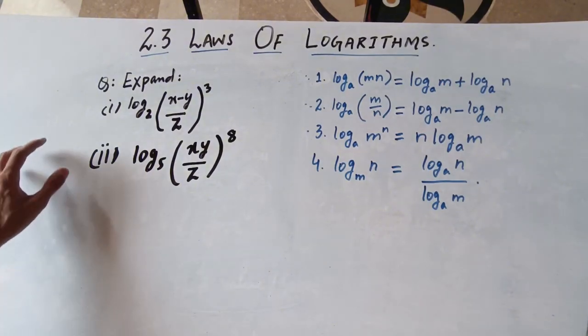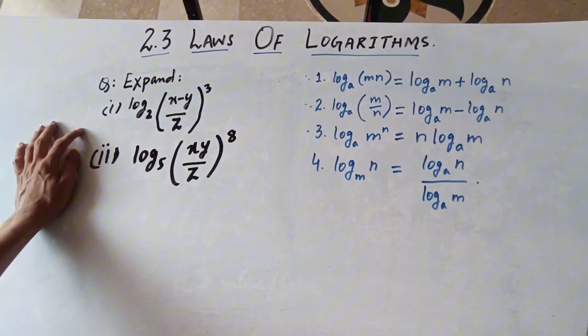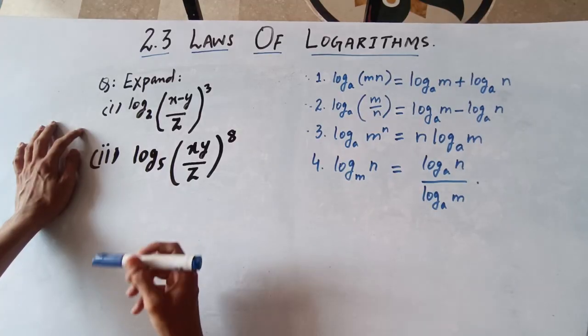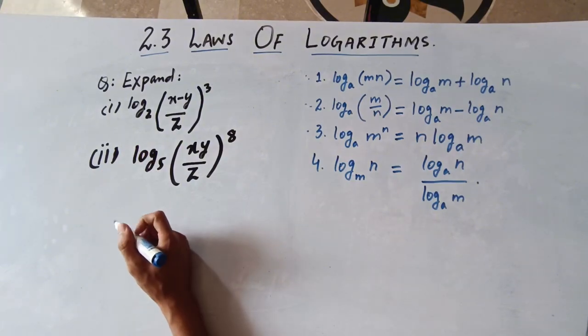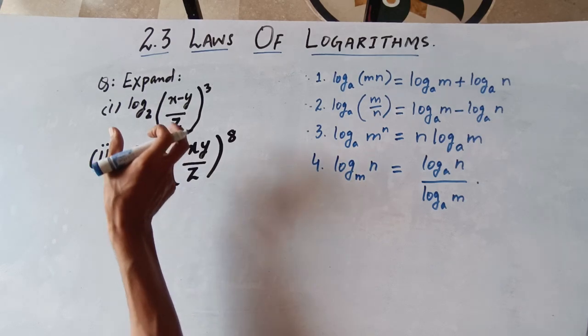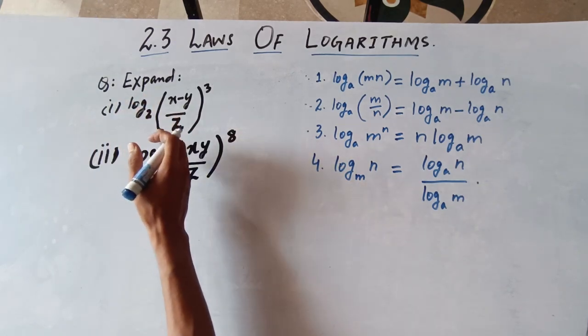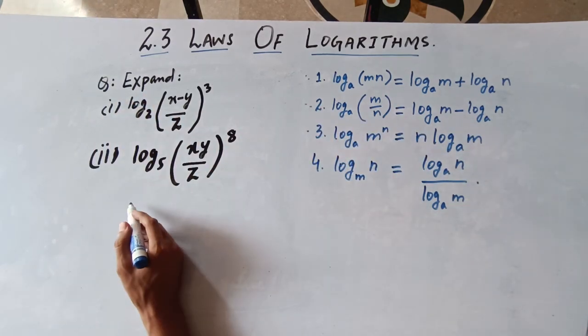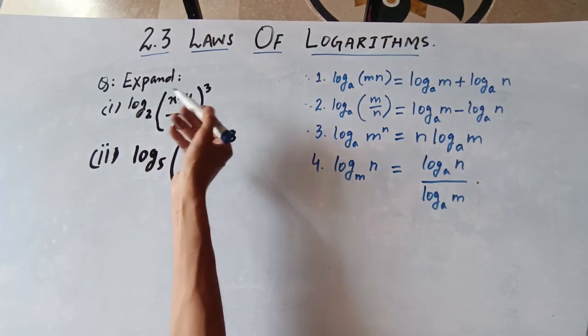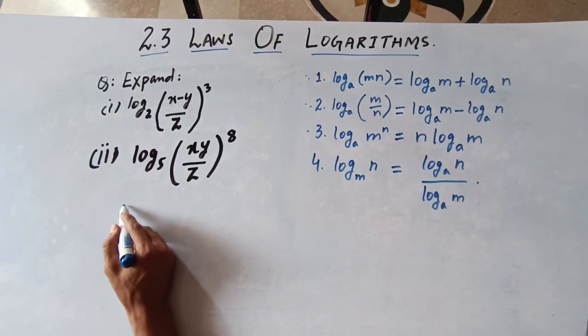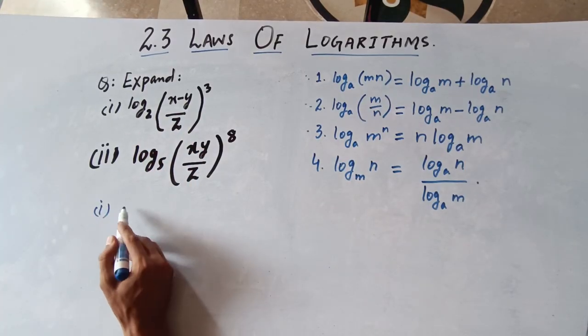Alright, we have two questions over here in which we need to expand. Let's solve them one by one. Over here we have a question in which it is written log base 2, in the bracket x minus y upon z, whole cube. So it is a single log term, and we need to expand it by using our laws of logarithms. First of all, you can see over here there is a power, so according to the power law, we can write this power as the coefficient. I am solving part 1 over here.